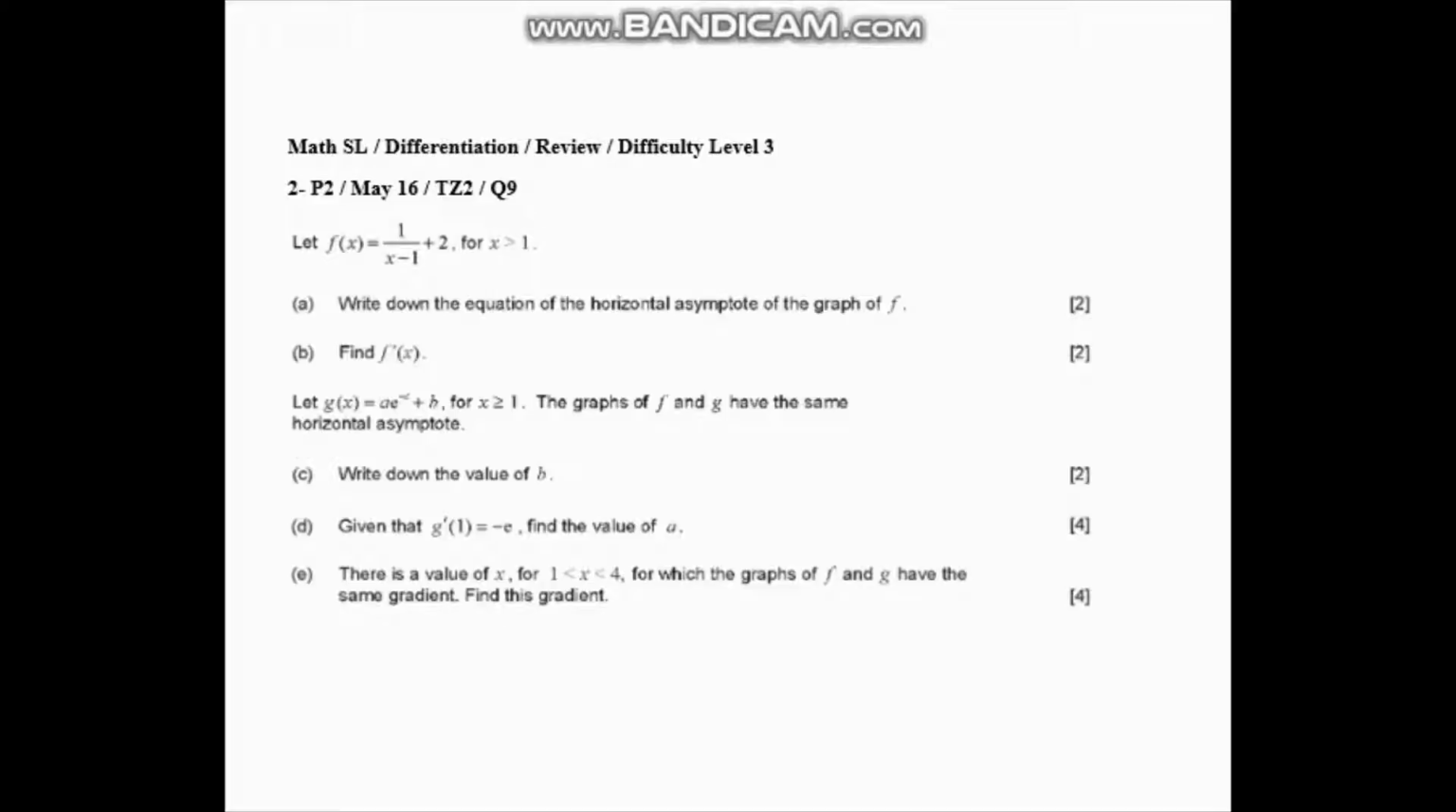So in question A, you are required to write down the equation of the horizontal asymptote of the graph of f. And as we mentioned in the previous video, the way to do that is to set x as a very large number and evaluate the value of y. You can do this using the calculator because this is paper 2. However, it can come as a paper 1 question, so get used to it manually.